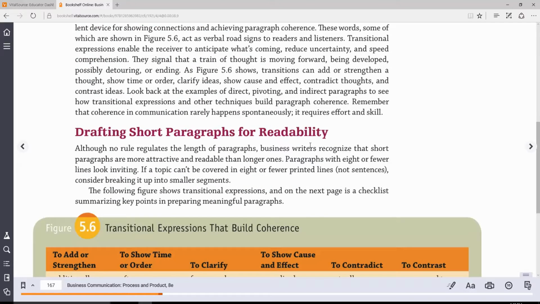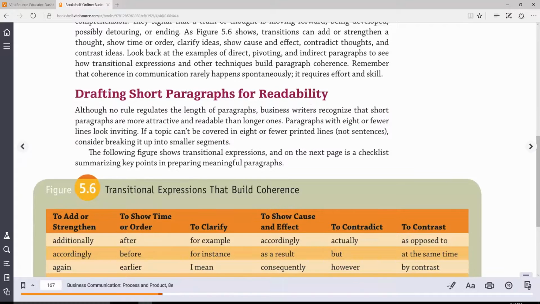Drafting paragraphs for readability. Although no rule regulates the length of paragraphs, business writers recognize that short paragraphs are more attractive and readable than longer ones. Paragraphs with 8 or fewer lines look inviting. If a topic can't be covered in 8 or fewer printed lines, not sentences, consider breaking it up into smaller segments.